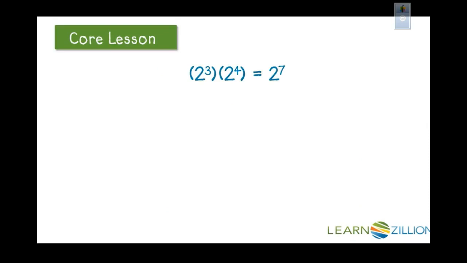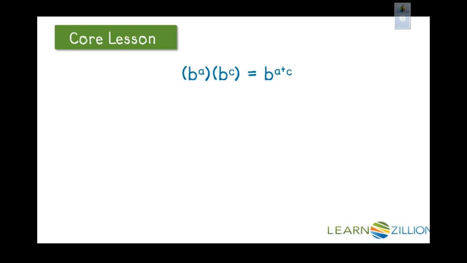Now, 2 to the 3rd times 2 to the 4th is equal to 2 to the 7th. Do you see a pattern here? Notice that the exponent on the product, 7, was the same as the sum of the exponents in the original multiplication sentence, 3 and 4. This makes sense because we multiplied a total of 7 2's. This will always happen when multiplying exponential expressions with the same base. The new exponent is the total number of times we're multiplying the base by itself.